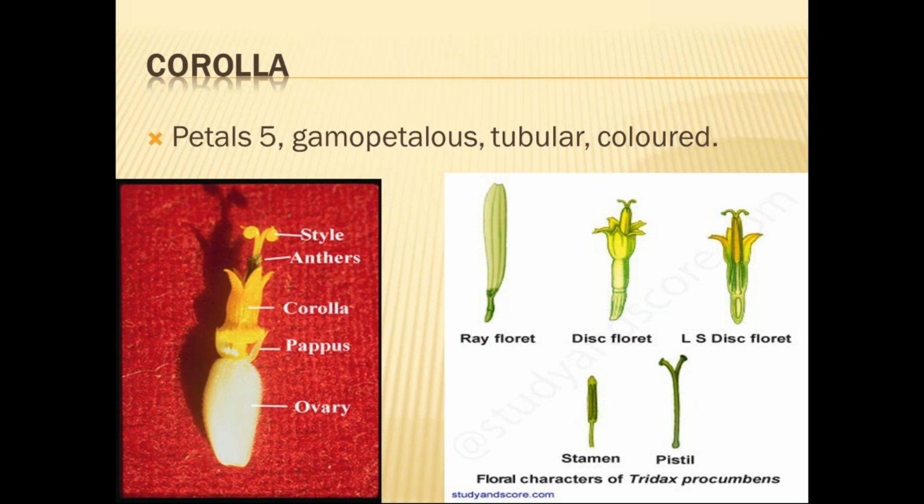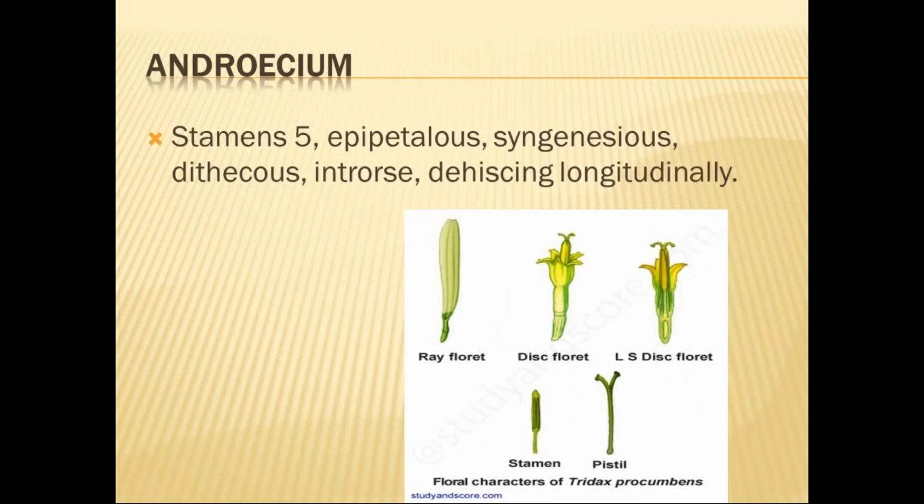Here we see the disc floret, ray floret, and the longitudinal section of the disc floret, how it looks. They have stamens, then pistil, with bifid stigma. The androecium stamens are five in number, epipetalous, syngenesious, dithecous, anthers introrse, dehiscing longitudinally. As we see the stamens just beside the pistil, they are five in number, but they are epipetalous. They are attached to the petals, and their dehiscence is longitudinal.